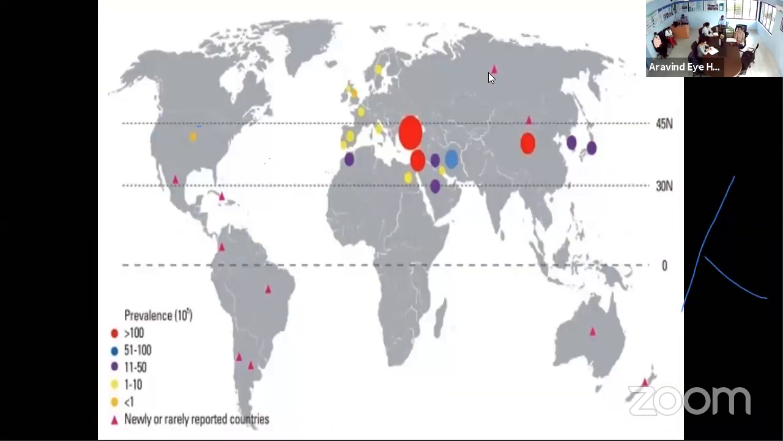Next slide, please. What is very fancy about Behcet's is it respects a particular latitude and longitude. If you see, most commonly the occurrence is between 30° north to 45° north. So it's quite curious for some of the geographical analysts to see this predilection.